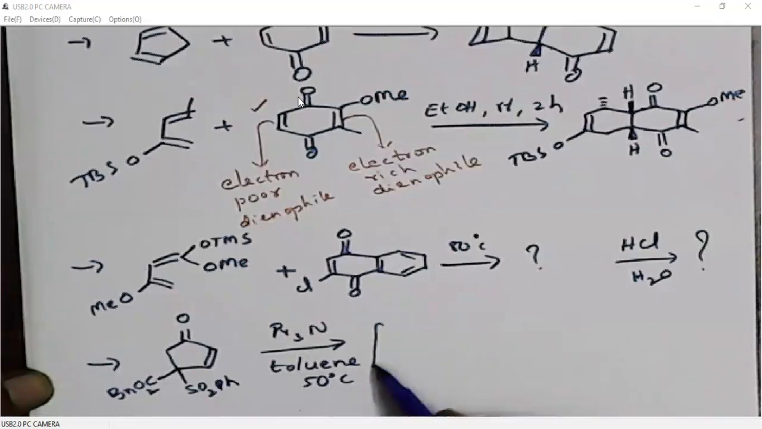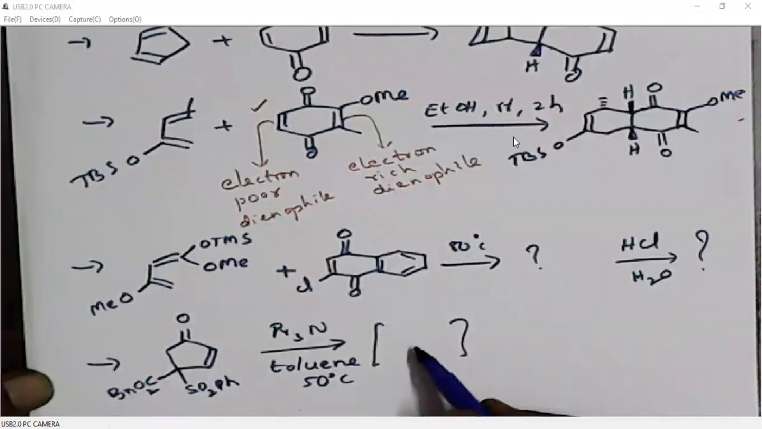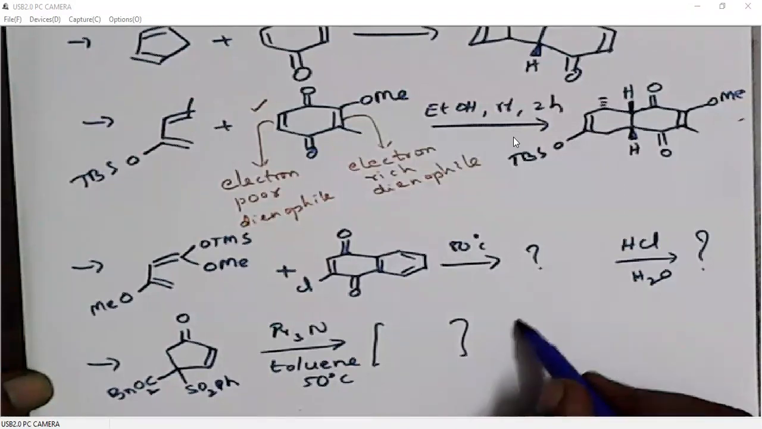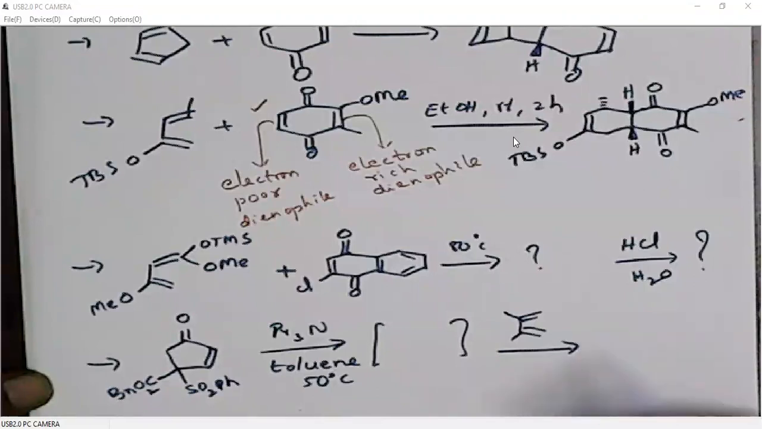So we're getting an intermediate. The reaction, we don't stop it here. Immediately we will add a dienophile, so that will undergo Diels-Alder reaction. So what is the product?